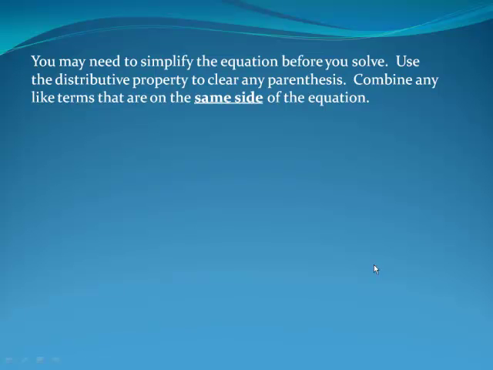Now you may need to simplify the equation before you solve. You want to use the distributive property to clear any parentheses. Combine any like terms that are on the same side of the equation. So let's look at this example here. We've got 4x minus 3 minus 3x equals 5 minus 2.